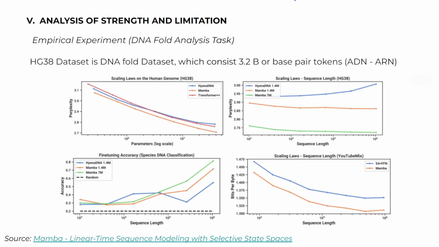And the next one is the DNA fold analysis task. It uses the HG38 dataset, which is a DNA dataset, and it consists of 3.1 billion base pair tokens for DNA and ARM. And we can see here that Mamba has better performance. We can see here the perplexities and the parameters in scaling.